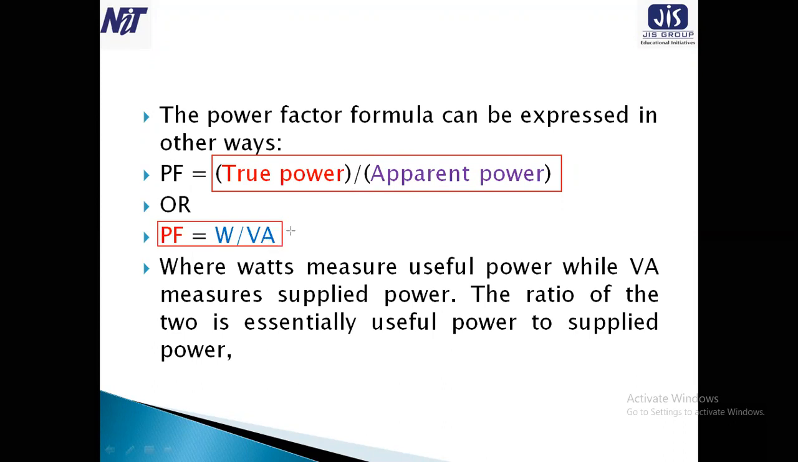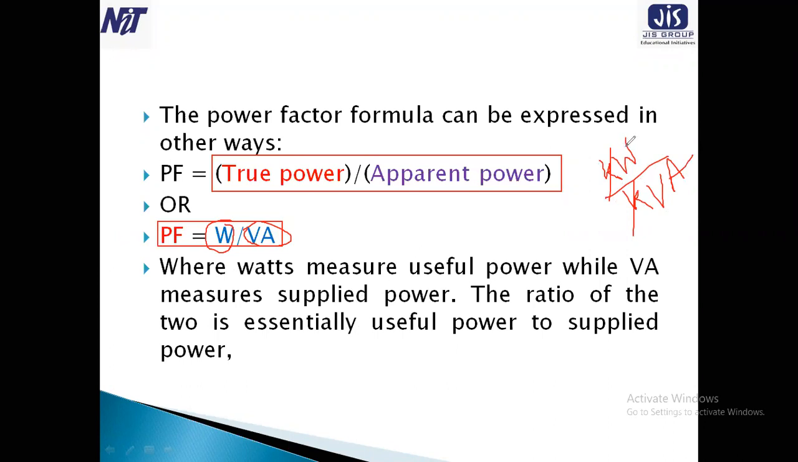So if we look, what was the equation? It was kilowatt divided by kVA. So it's a ratio: power factor, active power, apparent power. If we omit the K and K, then what will happen? W by VA. This part will be there, where watts measure useful power, while VA measures supplied power.